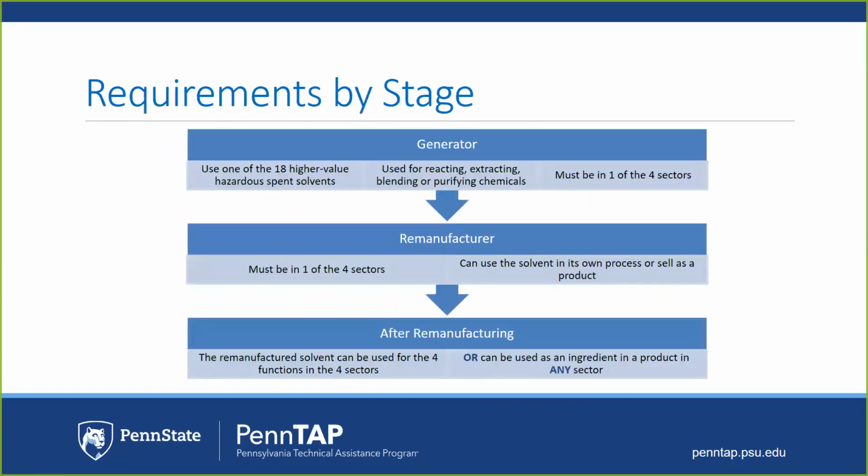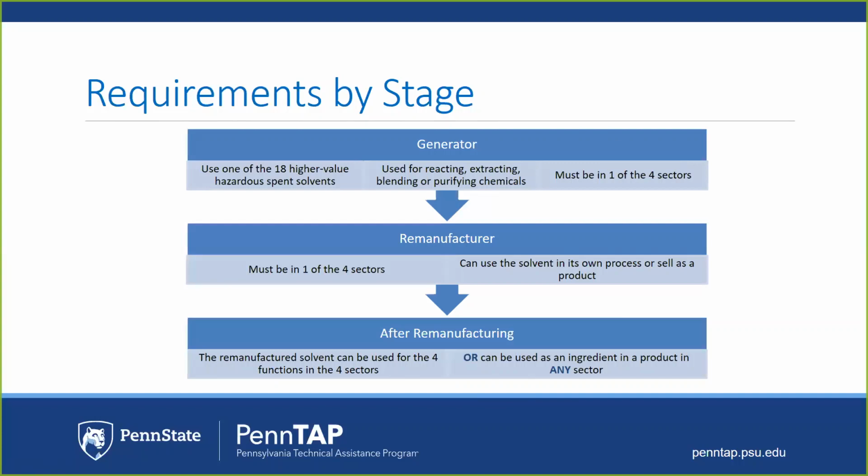This diagram provides a summary of the remanufacturing exclusion. First, the generator must use one of the 18 higher value hazardous solvents. They must use the solvent for reacting, extracting, blending, or purifying, and they must be in one of the 4 sectors.